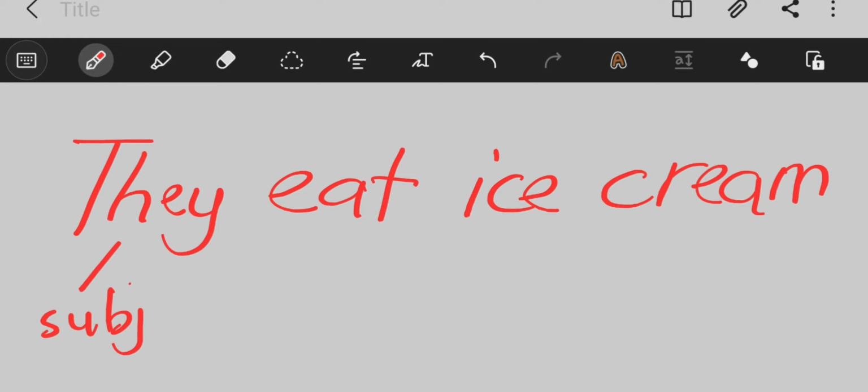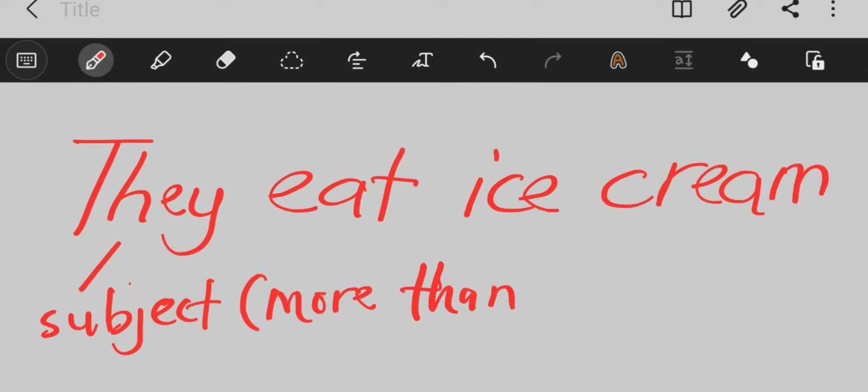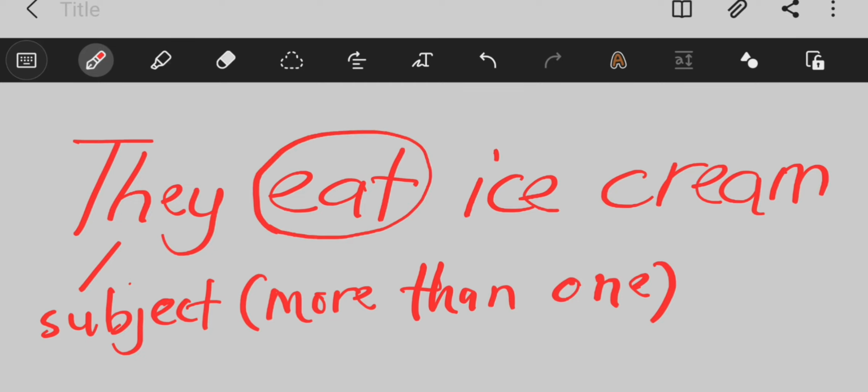Notice the subject here. More than one. Mereka. So ramai, more than one. And notice the verb here. Does it have any S? No, it doesn't. The verb here doesn't have any S because the subject here is more than one. So keep that in mind.